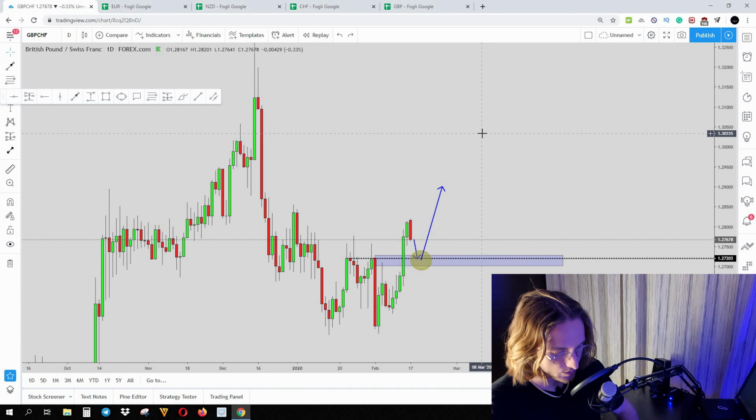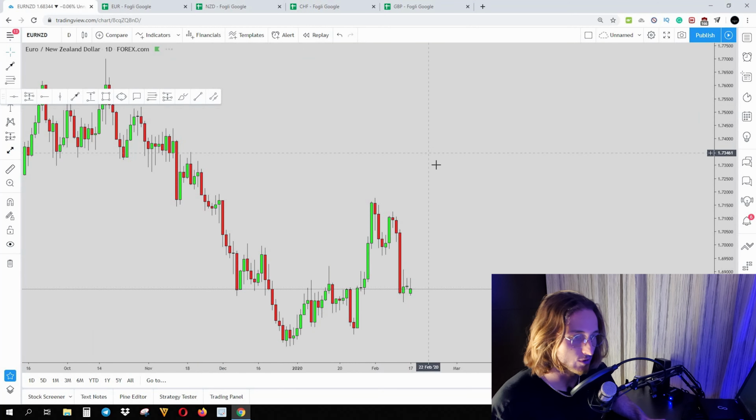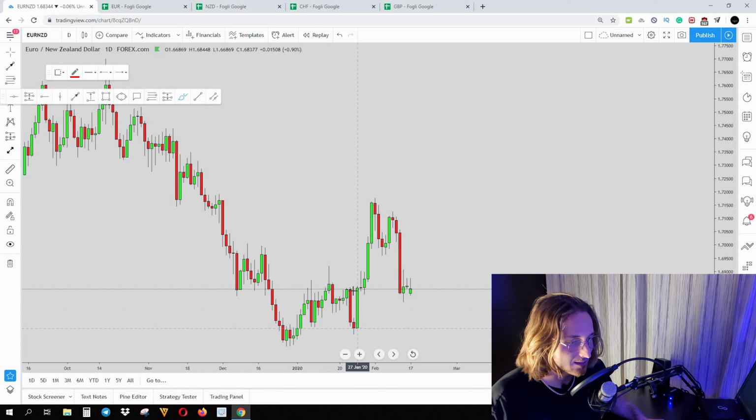The other pair that I wanted to speak about is Euro NZD, because it has some pretty interesting price action at the moment. So here on the daily, what we have on Euro NZD is a clear M formation.